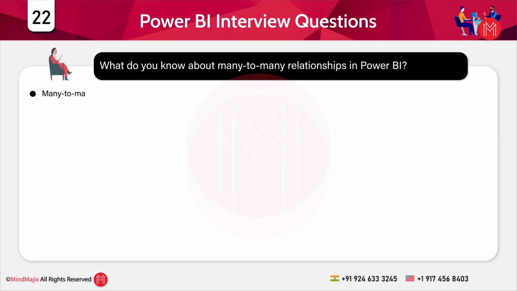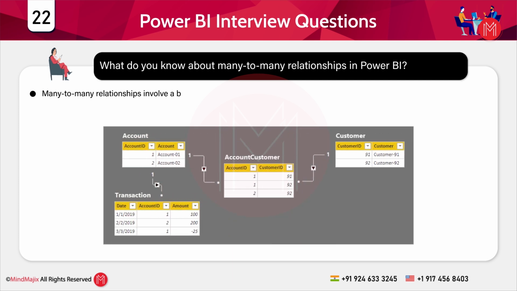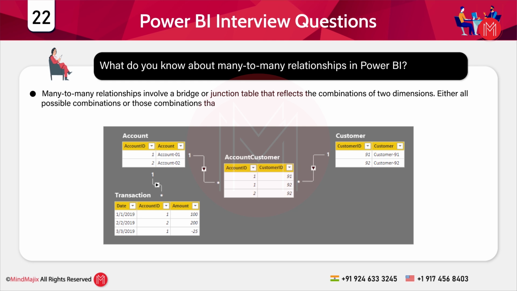So many-to-many relationship involves a bridge or a connection table that reflects the combinations of two dimensions. So either all of the possible combinations or those combinations that have occurred are covered in many-to-many relationships.